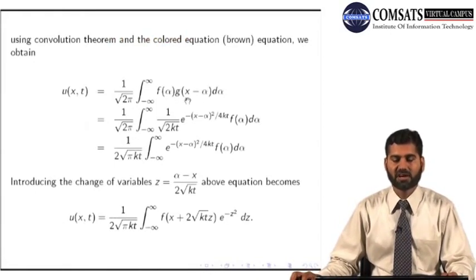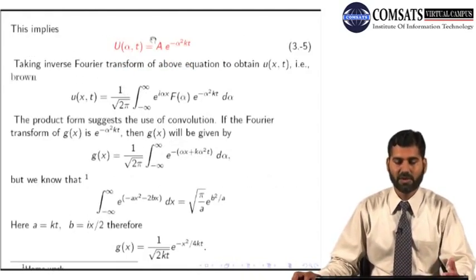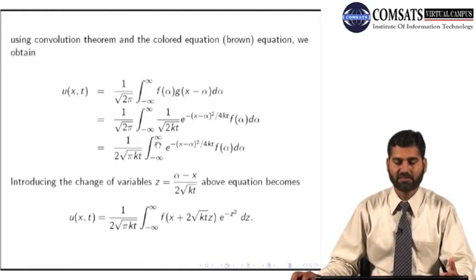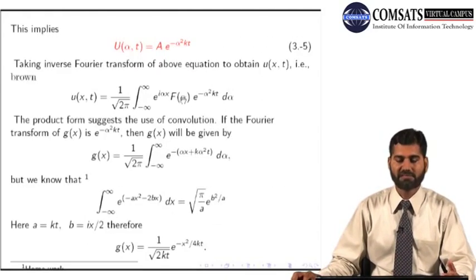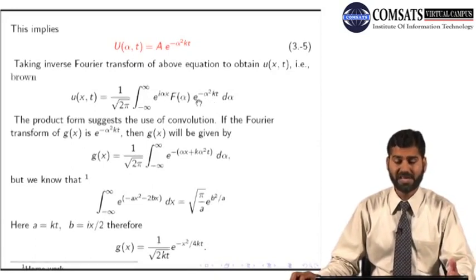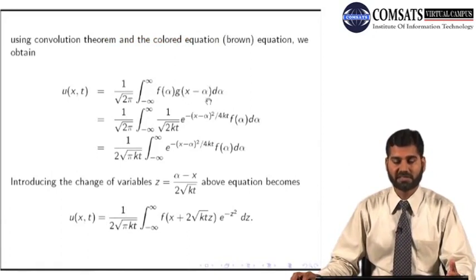Alright, and now using the convolution theorem, this equation will take this form because one is f alpha, the other is the Fourier transform of g(x), so this becomes g(x minus alpha). Now if you use the values here, you got this one, and now you got e to the minus (x minus alpha) square by 4kt. We did it before as well.